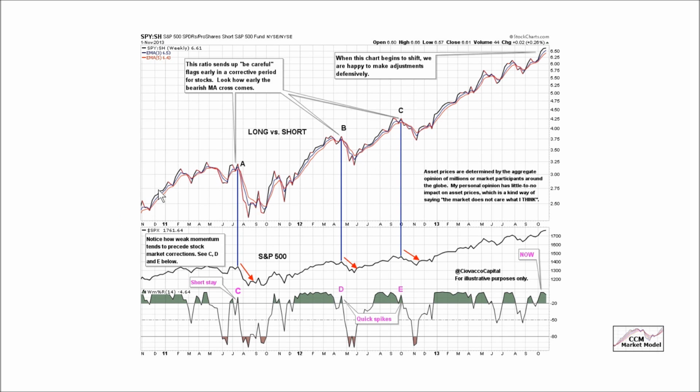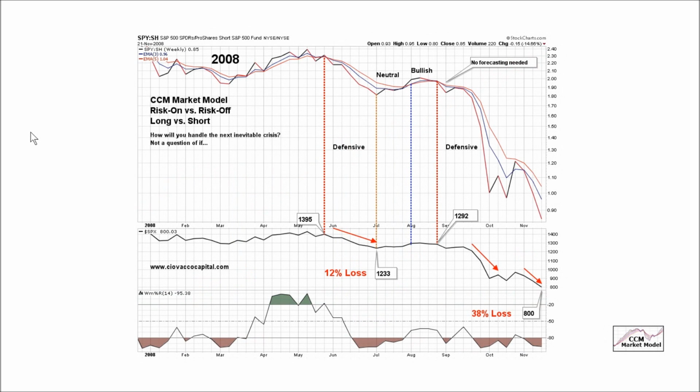A bullish look is price above both moving averages, blue above red, slopes up. That's what risk on looks like. The mirror image here is what risk off looks like: slopes down, blue below red, price below both.